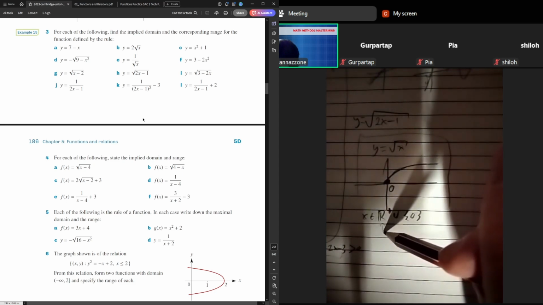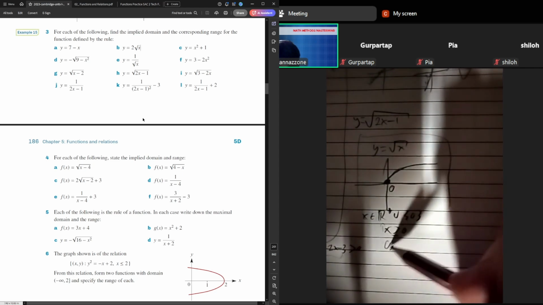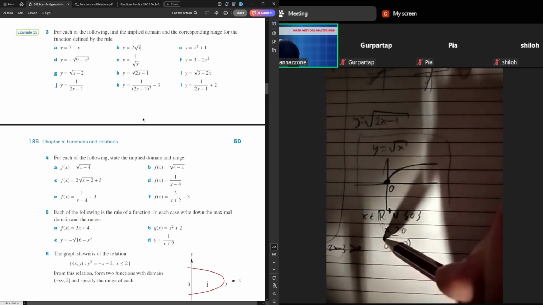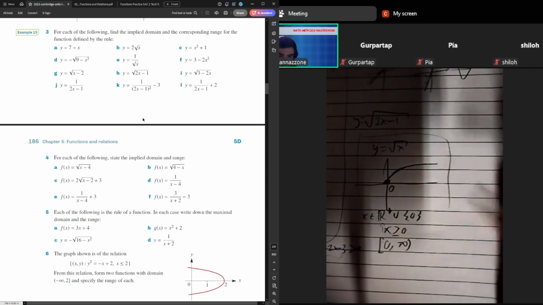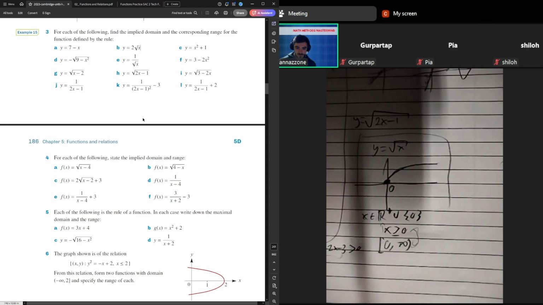So another way you could do it is just say x greater than or equal to 0. You could say 0 to infinity. If you know what you're doing, obviously do whatever, but this is safest. Don't have to think too hard.